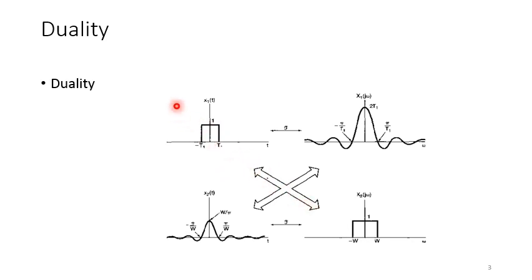We can see the pictorial representation for the previous slide. We have a pulse in time domain, then we have a sinc function in frequency domain. Similarly, if you have a pulse in frequency domain, then it corresponds to a sinc function. So you see we have sinc functions in time and frequency domain for the corresponding pulse signal in frequency or time. So let's consider some examples.